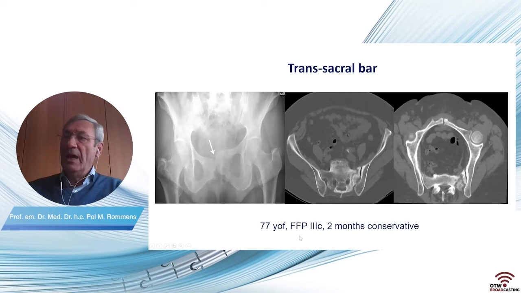Another example, a 77-year-old female with an FFP type 3 lesion, so a displaced lesion.